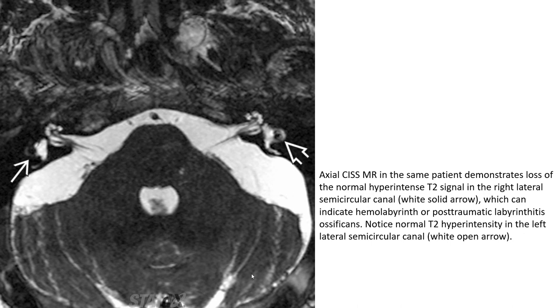This is the axial CISS image in the same patient, demonstrating loss of the normal hyperintense T2 signal in the right lateral semicircular canal, white slit arrow indicating, which can indicate hemolabyrinth or post-traumatic labyrinthitis ossificans. Notice the normal T2 hyperintensity in the left lateral semicircular canal, white open arrow indicates.